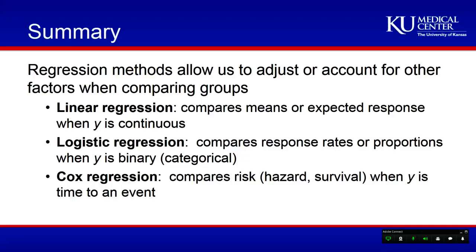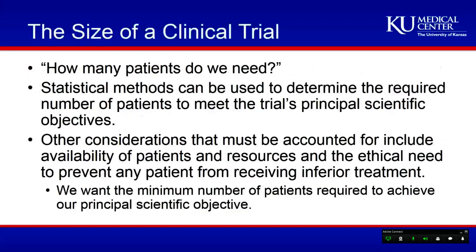If your outcome is a count, you probably want to investigate other methods like Poisson. Negative binomial might be more appropriate if you are counting the number of times something is happening for a person or a subject or an animal. And Cox regression, again, is not the only method for regression. It's just the most commonly applied method for survival. Any questions about regression methods?